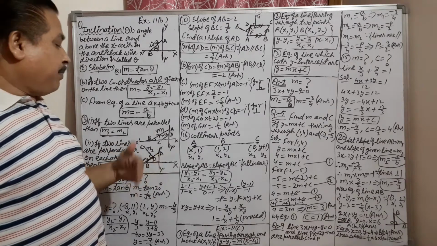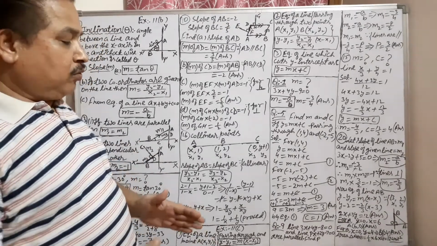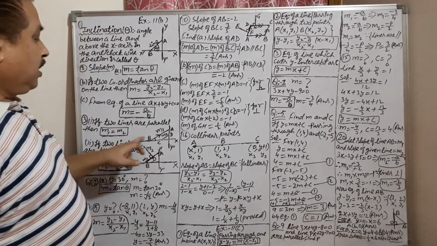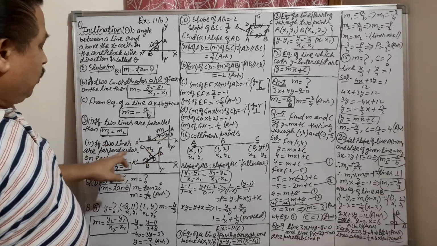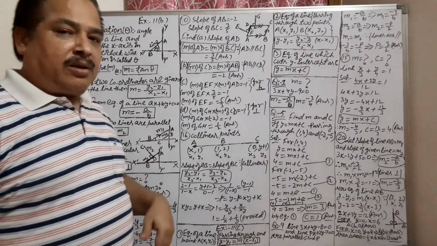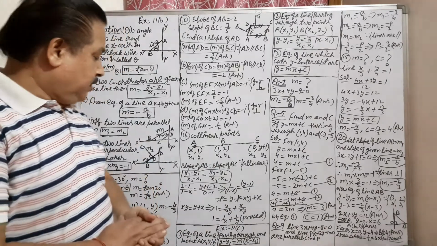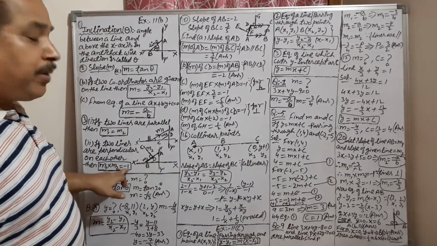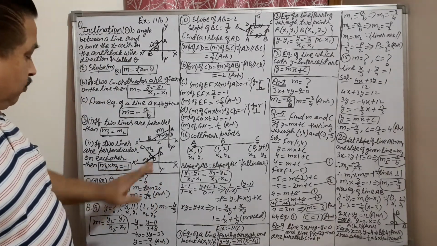Now see the third point. If two lines are parallel, what is the relation between their slopes? If two lines are parallel, then the slopes will be equal. If two lines are perpendicular to each other, then the product of the slopes of these two lines will be equal to minus 1. m1 into m2 equals minus 1.